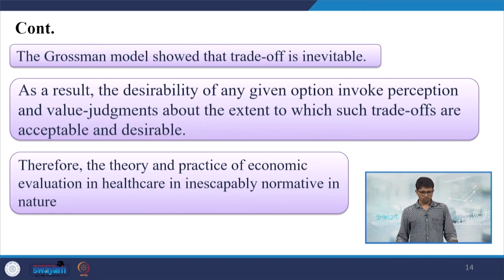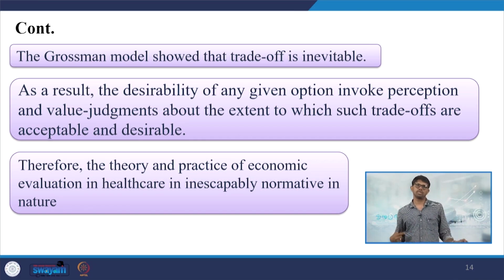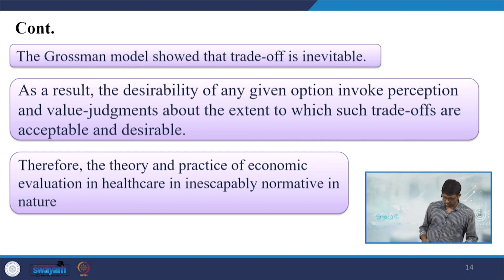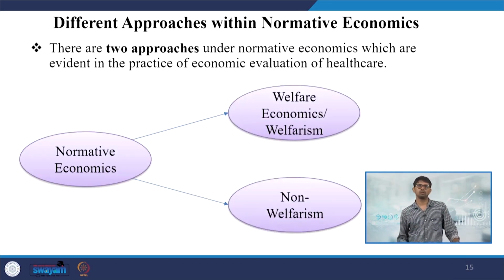Hence, the Grossman model showed the trade-off between H and X, which is inevitable, and as a result, the desirability of any given option invokes perception and value judgments about the extent to which such trade-offs are acceptable and desirable. Therefore, the theory and practice of economic evaluation in healthcare is inescapably normative in nature. There are different approaches within normative economics. We will discuss this. One is called welfare economics based, that is called welfarism, and another is called non-welfarism.